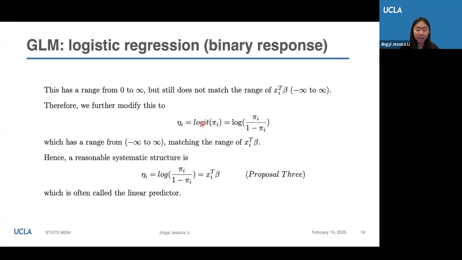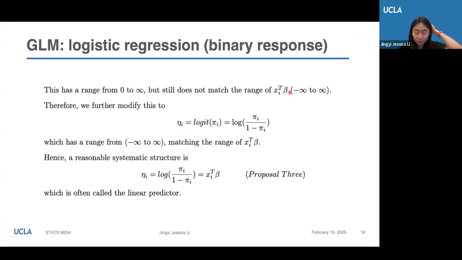In my other class I'm teaching right now this quarter, called Stats 205, we have extensive discussion on this logistic regression model and generalized linear model. Okay, but for this class, since our focus is not on this model per se, I'll just be brief here and give a high-level overview.